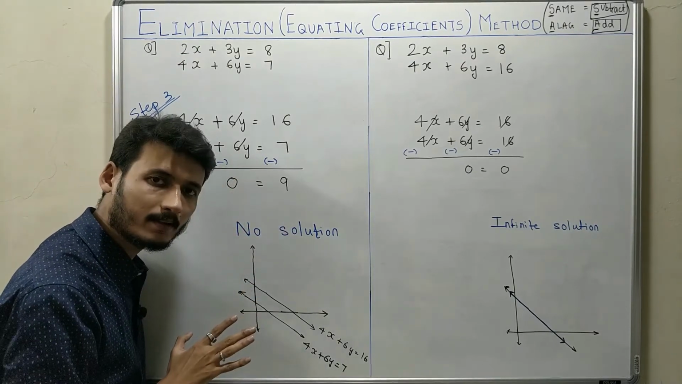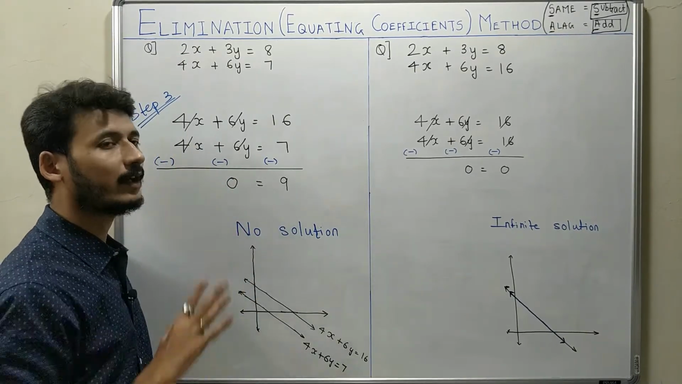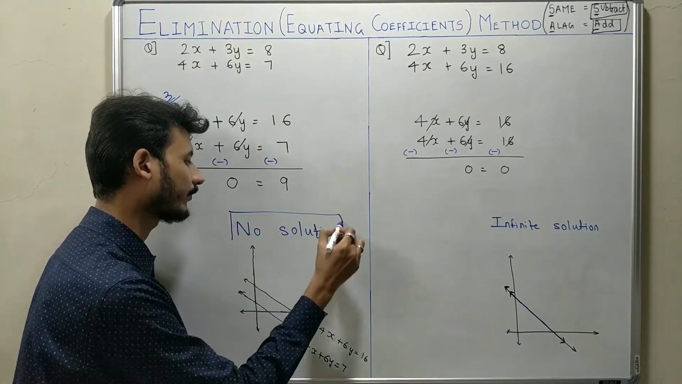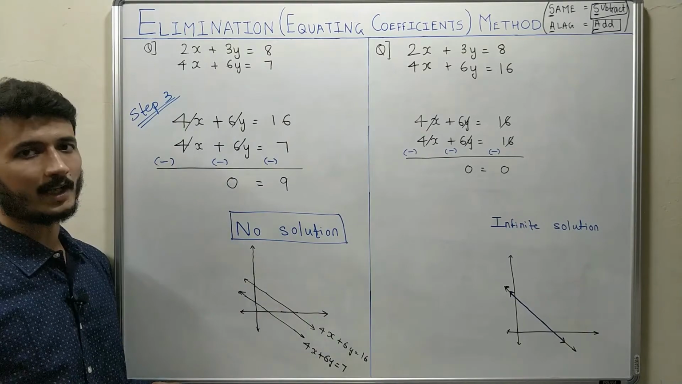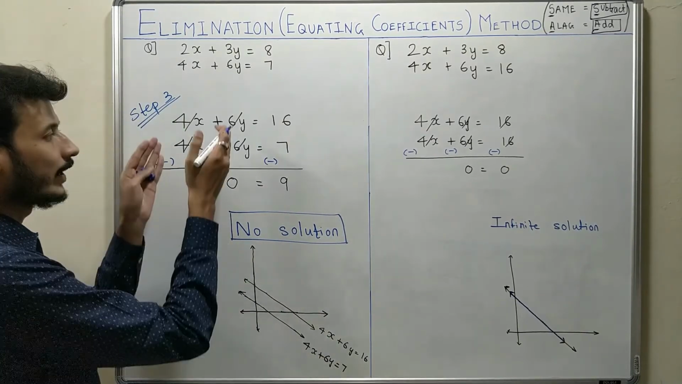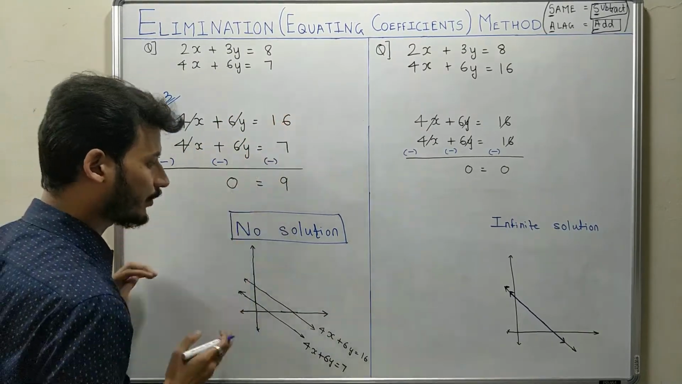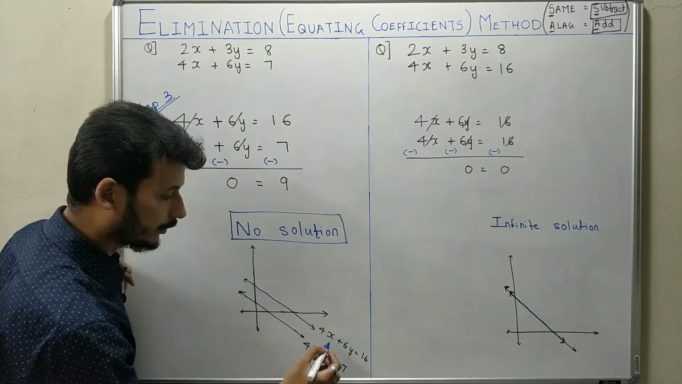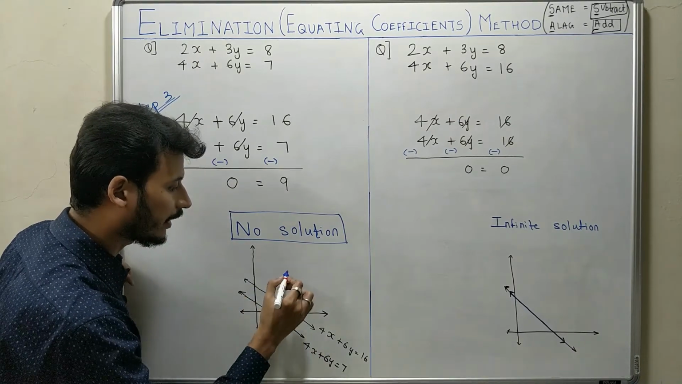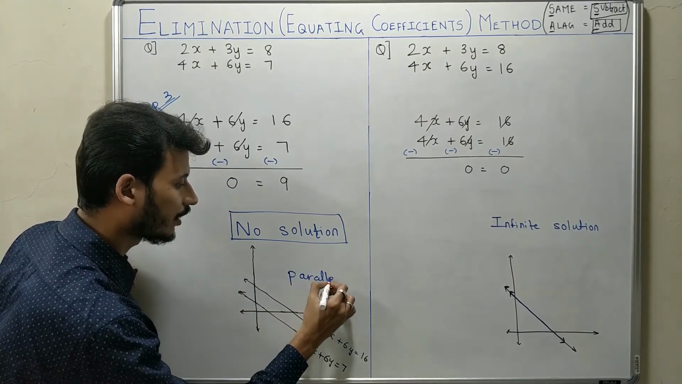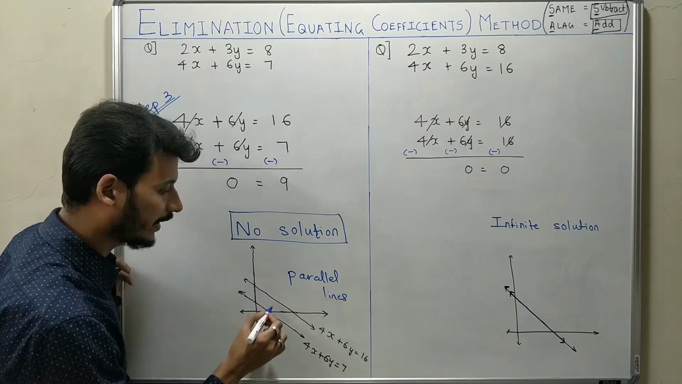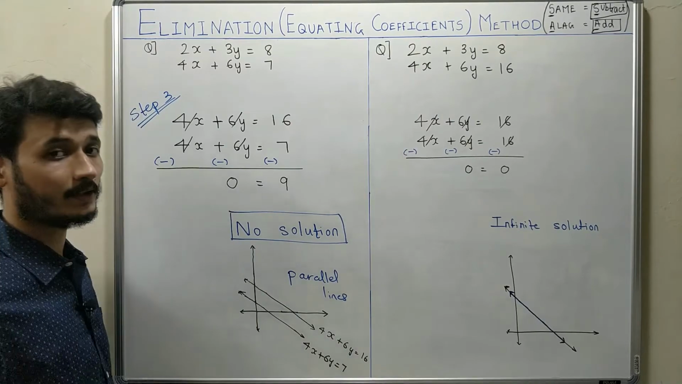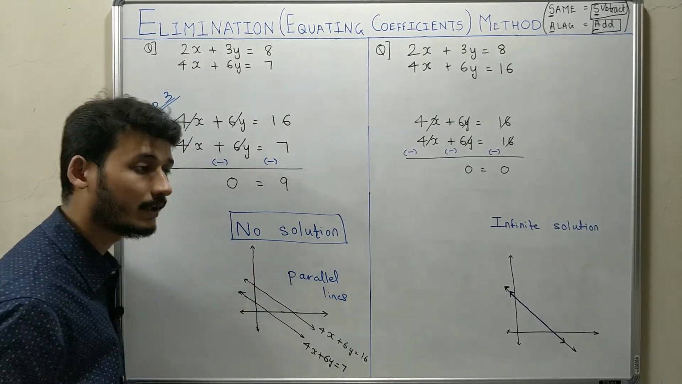If that happens, that means these are special equations. Means what type of equations? These are equations having no solution. Means when we plot both the equations on the graph paper, when we draw the lines corresponding to the equations, we will get two parallel lines. And if we get two parallel lines, they do not intersect each other. And if they don't intersect each other, there is no common point between them.